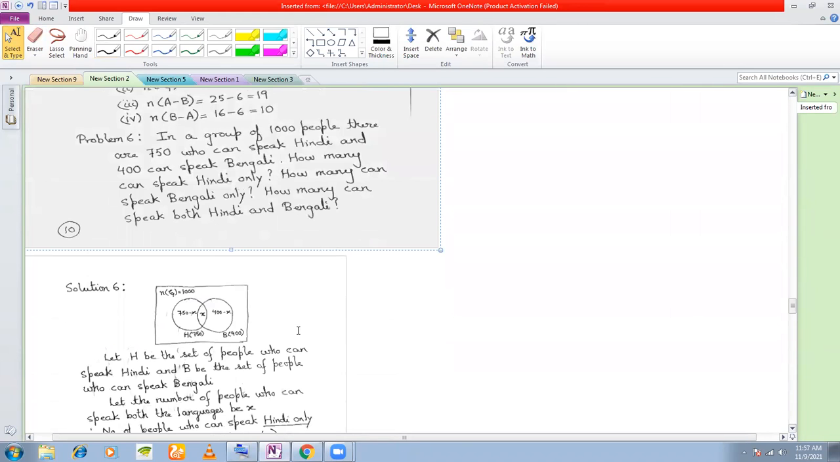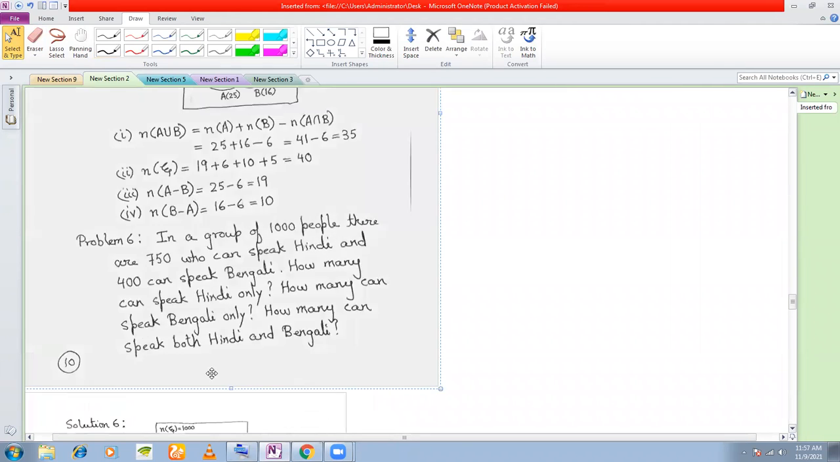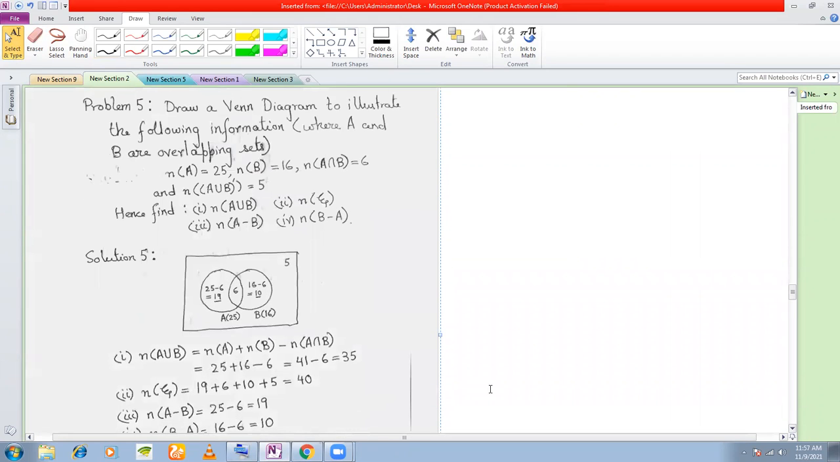Look at this question. Now, this question is important in order to solve problems on Venn diagrams later on. So listen to this question very carefully. Draw a Venn diagram to illustrate the following information, where A and B are overlapping sets.